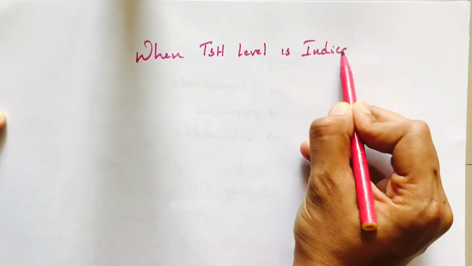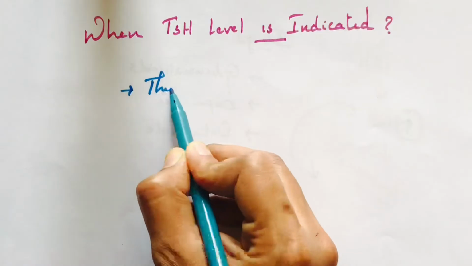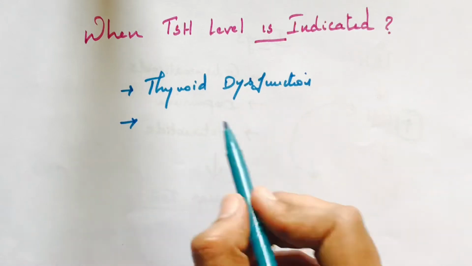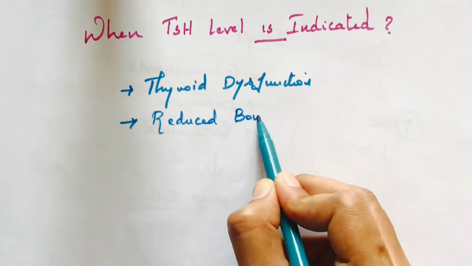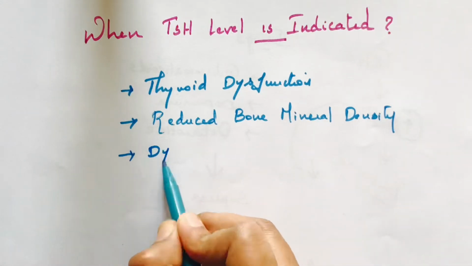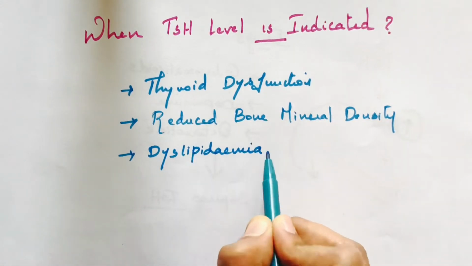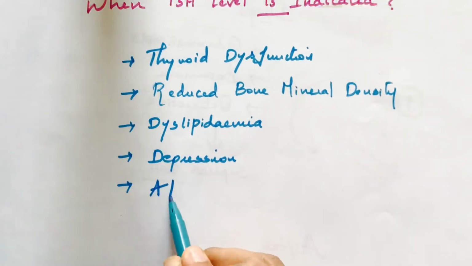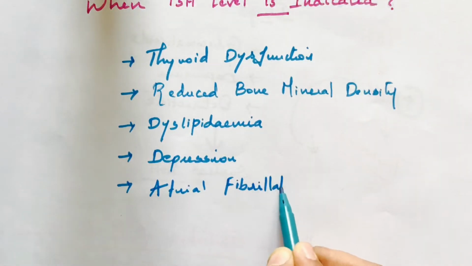Normally when TSH level is indicated, apart from thyroid dysfunction, it is also indicated in reduced bone mineral density, dyslipidemia, depression, and atrial fibrillation.